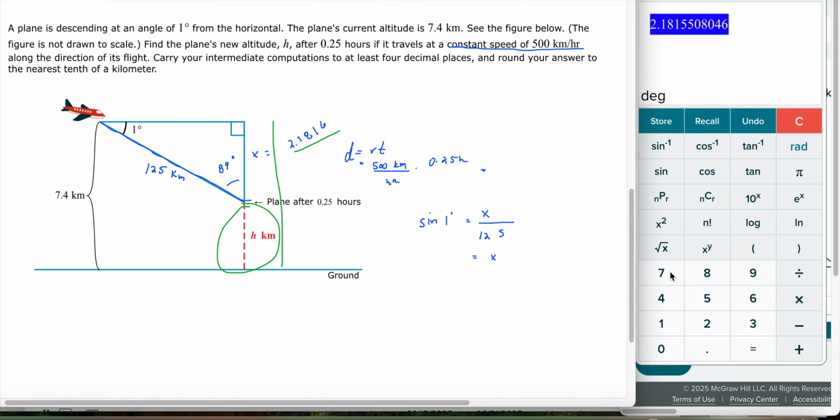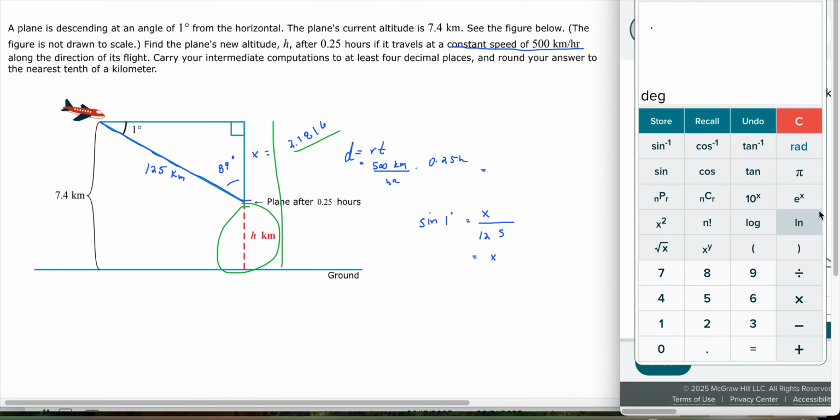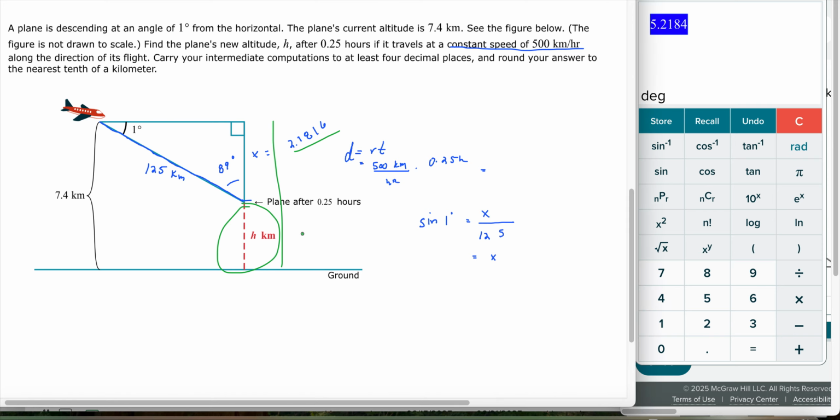So let's do that. 7.4, and from there, we'll subtract 2.1816. That gives me a distance for our h of 5 point, let's see, it says to round to the nearest tenth. So we'll say 5.2 kilometers.